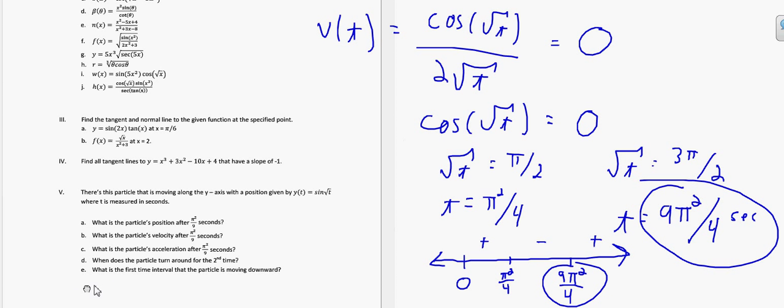Oh, and the answer to this last one, what's the first time interval the particle is moving downward? That's the same thing as having a negative velocity. So that's from pi squared over 4 to 9 pi squared over 4. So that'd be the answer to E. It's just from pi squared over 4 to 9 pi squared over 4. And you don't include those endpoints because the particle is not moving downward at those times. Its velocity is 0 at those times.